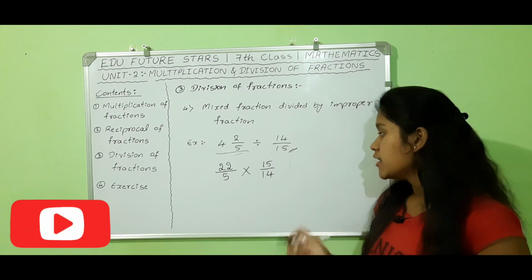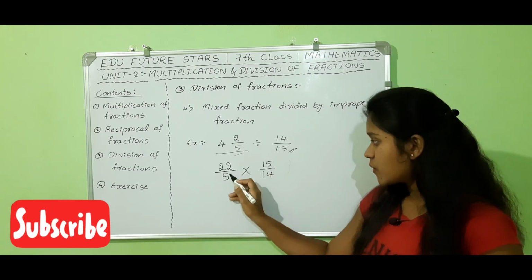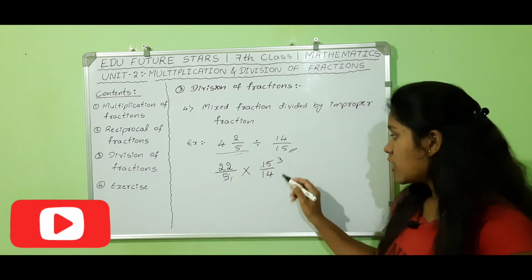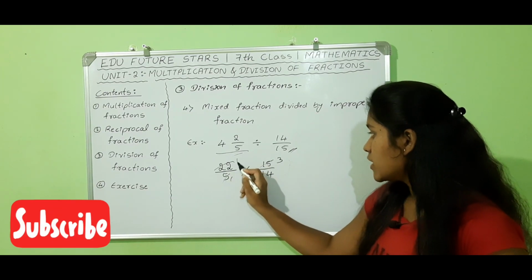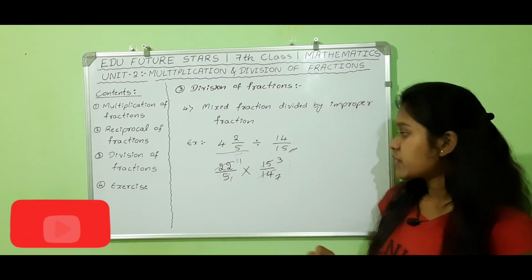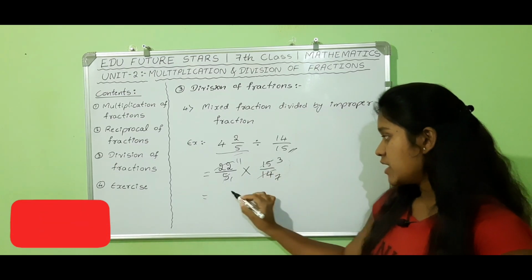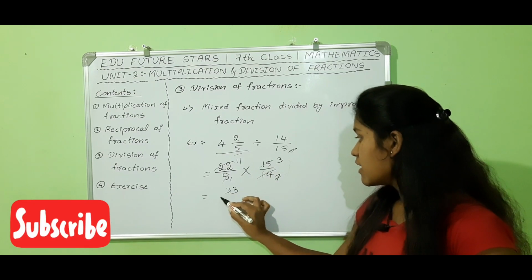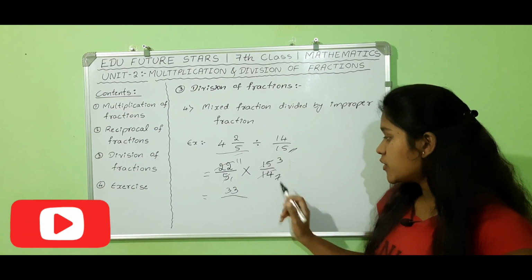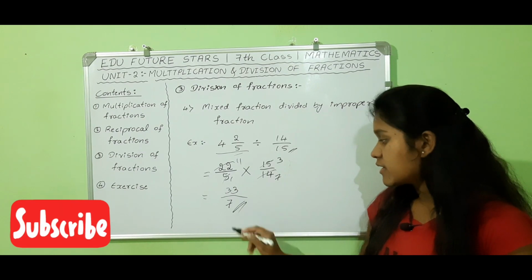Reciprocal it, right? So now we can cancel 5 and 15, right? So 5 ones are 5, 5 threes are 15, right? Now we can cancel these two. 2 ones are 2, 2 sevens is what? 14, right? So what is the final result now here? 11 into 3 is 33, and 1 into 7. So 1 into 7 is what? 7. So this was the result.